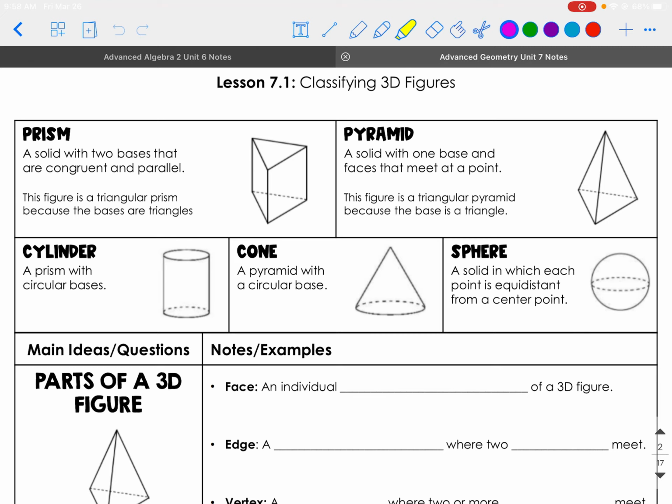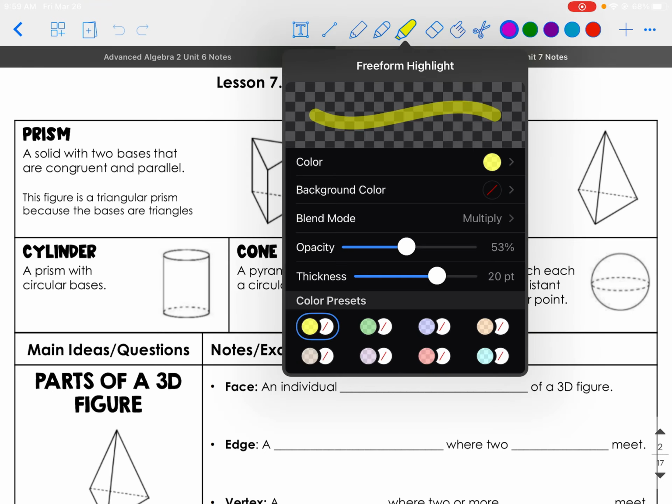But starting out, you're going to learn to classify these 3D figures. And the first one is a prism. A prism is a solid with two bases that are congruent and parallel. Sometimes these prisms can be difficult to pick out their bases because if they're laying on their side, you tend to always think that bases have to be top and bottom, but that's not always the case. You're looking for two sides that are exactly the same and they are parallel.